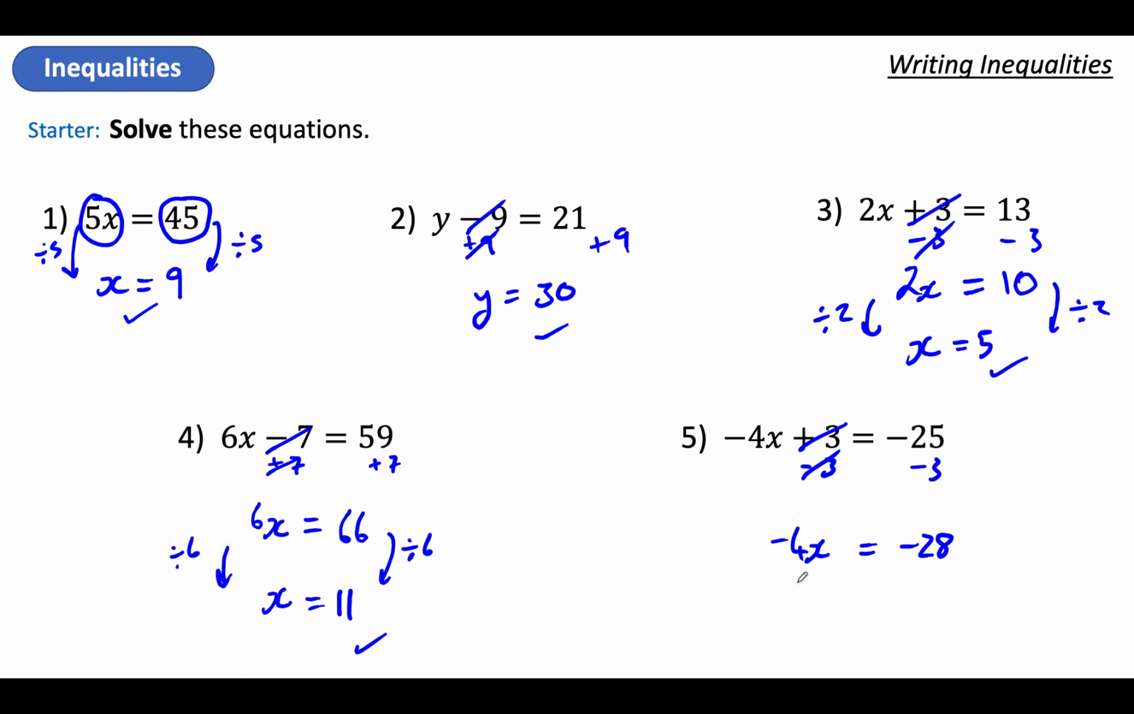So I now need to divide by that number touching the letter. Now that number touching the letter is not 4, it's negative 4. So I'm going to divide by negative 4. Negative 4 divided by negative 4, well, basically, a number divided by itself just leaves 1, so that is now just x, 1x really. Negative 28 divided by negative 4. Well, 28 divided by 4 is 7, and a negative divided by a negative leaves a positive, so it's actually positive 7.